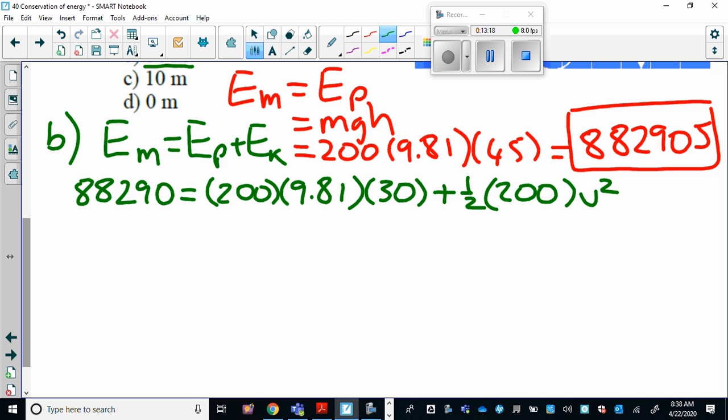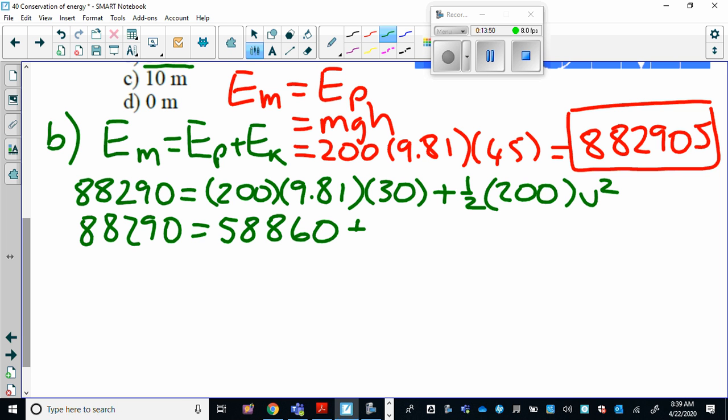So in this example, I just plugged in the numbers. I'm going to solve for the velocity. You could have rearranged the formula if you want. I just don't think it's necessary in this specific example. So then you can multiply those numbers together. Let's do that. 200 times 9.81 times 30 equals 58,860, plus 1/2 times 200 is 100 v squared.